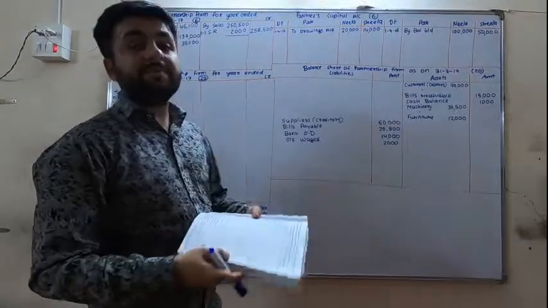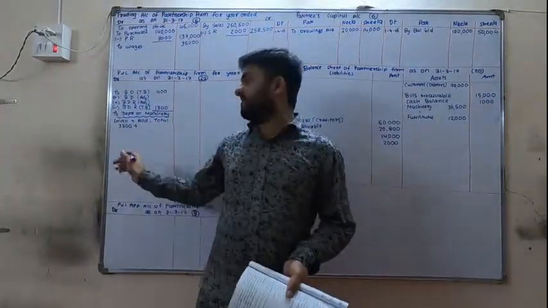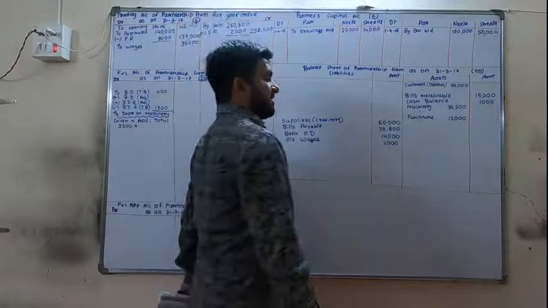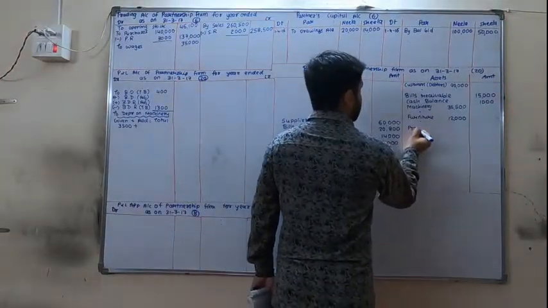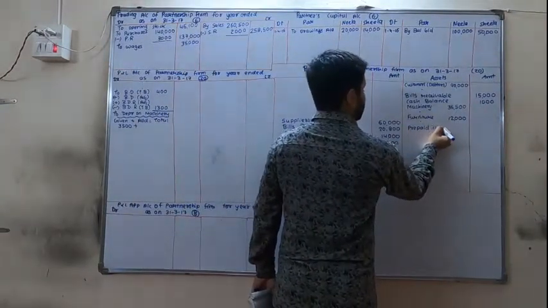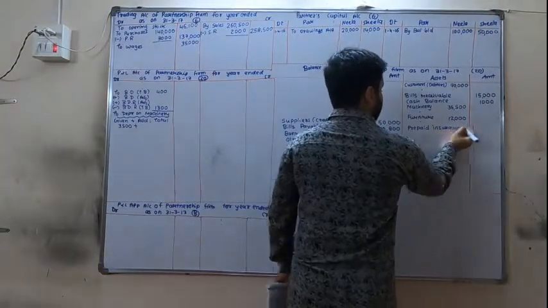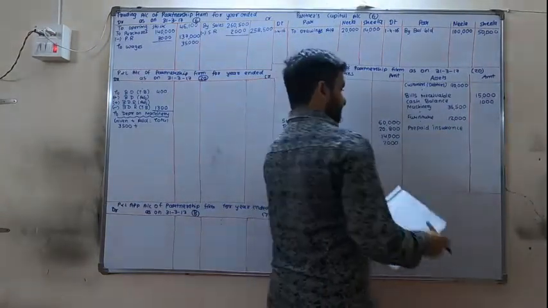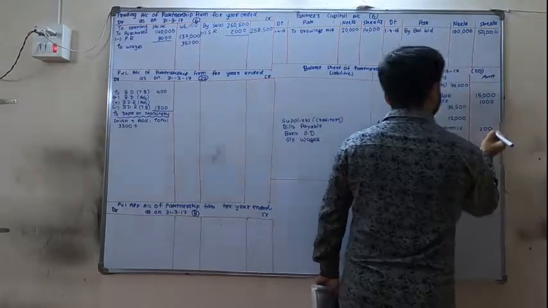Next we are having prepaid insurance. If it is only insurance, then it goes to P&L debit, but if prepaid outstanding is given based on the balance, it is having a debit balance on the asset side. Prepaid insurance in the outer column 200.